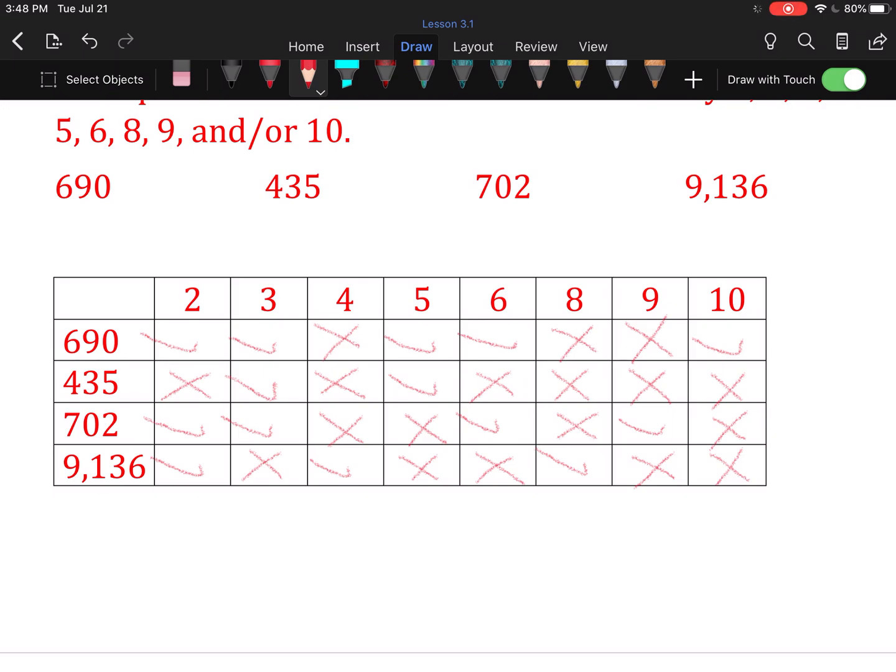I cheated for the purposes of the video. I used a calculator. But you would have to do this and say, does it work? Or do you get a remainder? If it works, great. If you get a remainder, it doesn't.